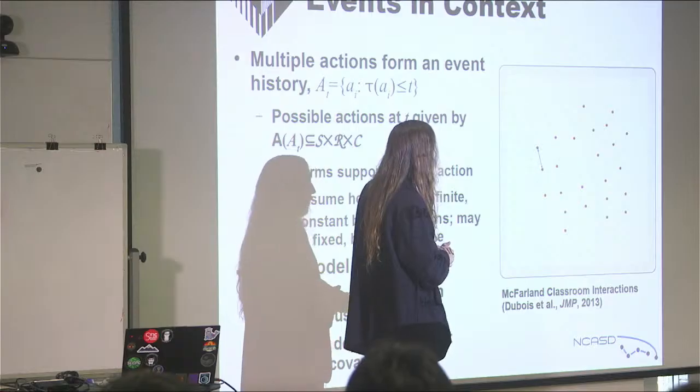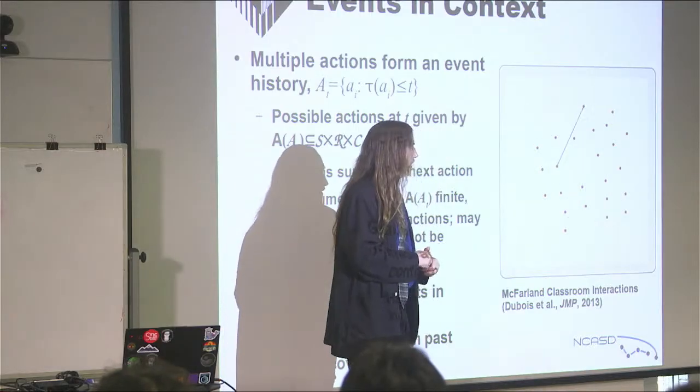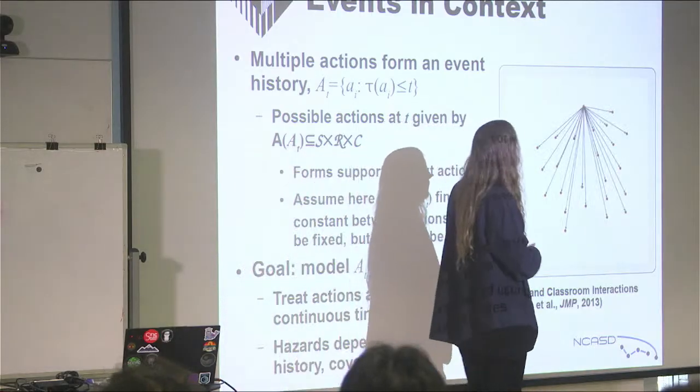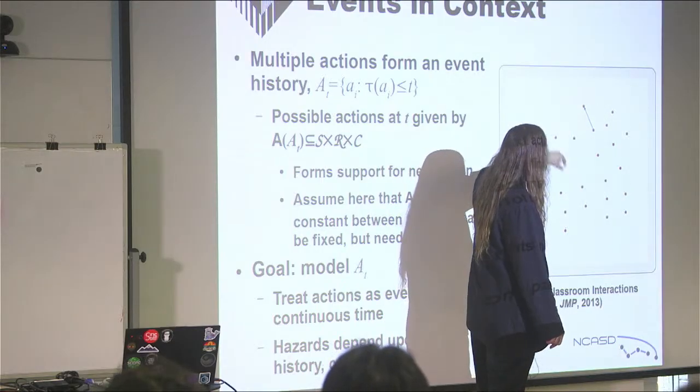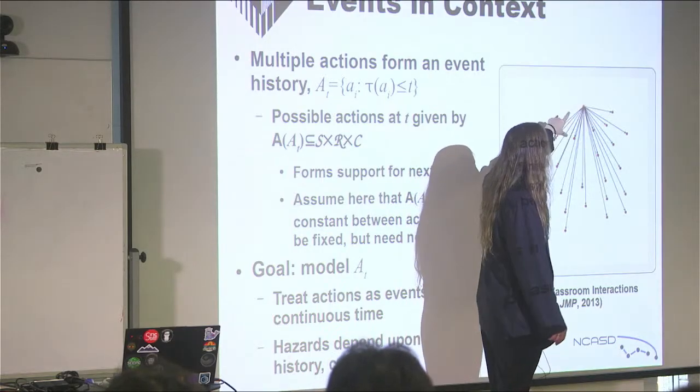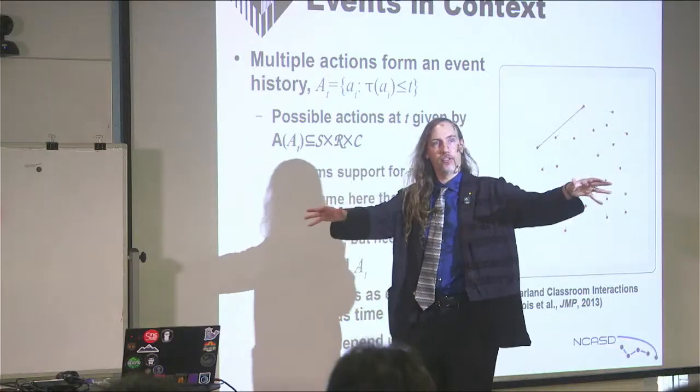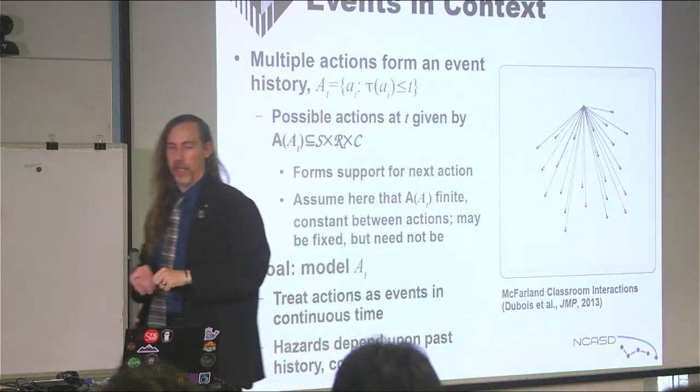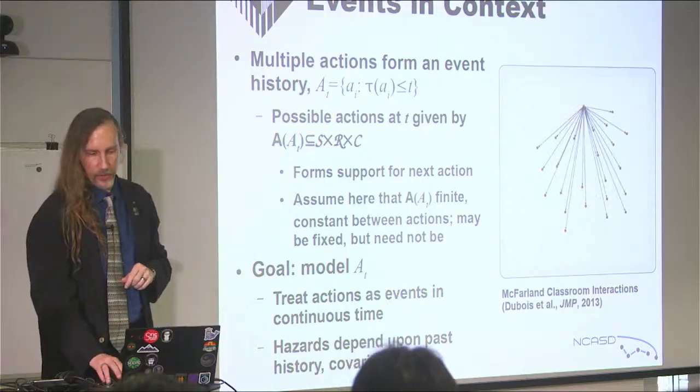This is from Dan McFarland, his data set. Here's a classroom, and you can see there we have individuals sending information. This is a teacher. We also have group events. The teacher addresses the whole class. We have things like that, and so we want to be able to handle this. And so how do we do it?